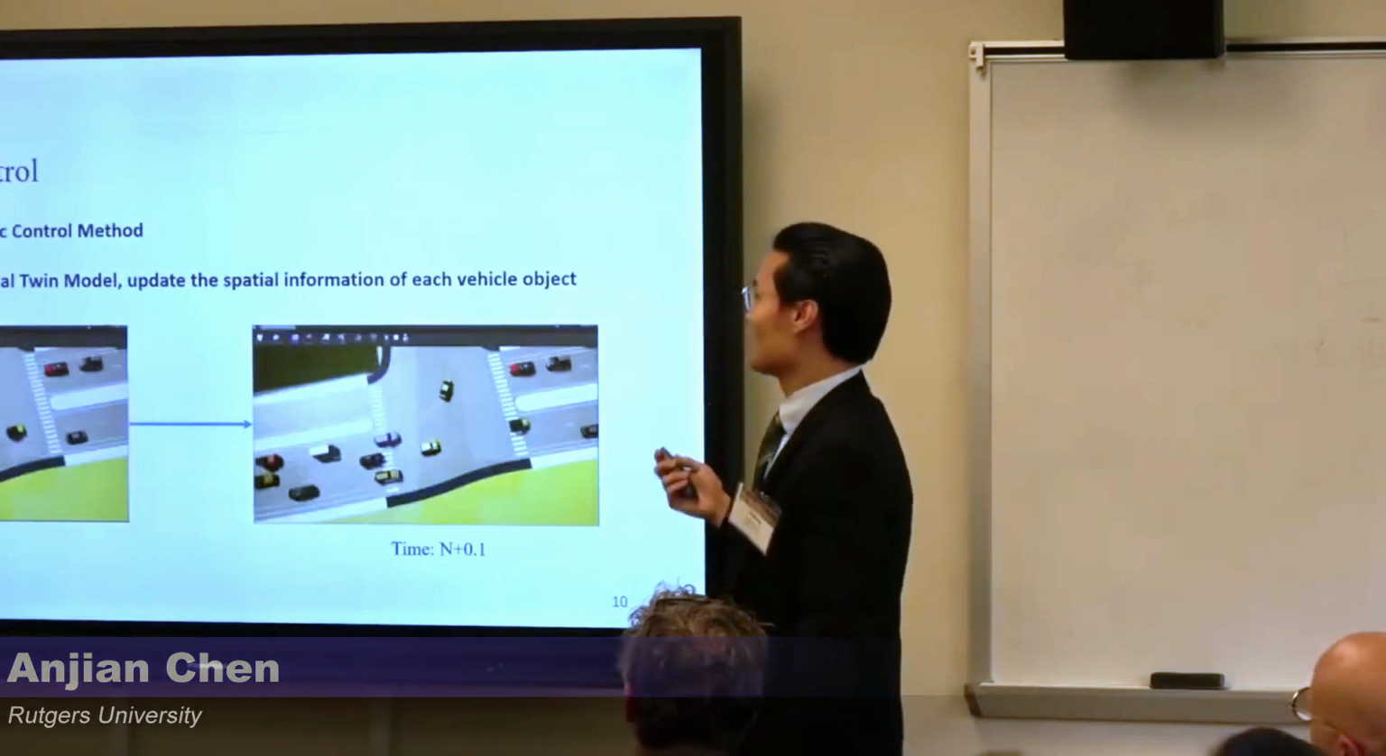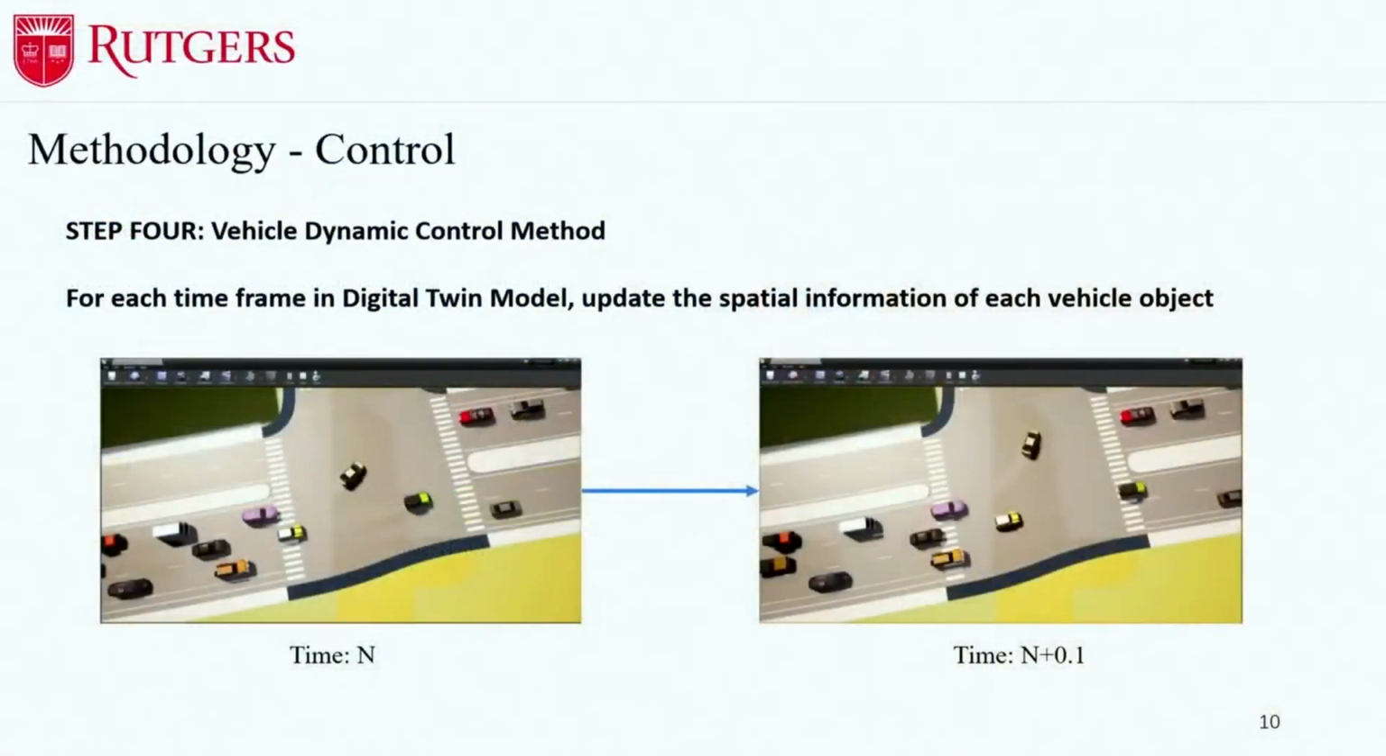The last step is the dynamic control method in the digital twin model. I update the spatial information of the vehicles in our digital twin model every 0.1 seconds. So I can not only control their location information in this digital model, I can also know their orientation and headings, and which vehicles drive into and out of our research area for each 0.1 seconds.